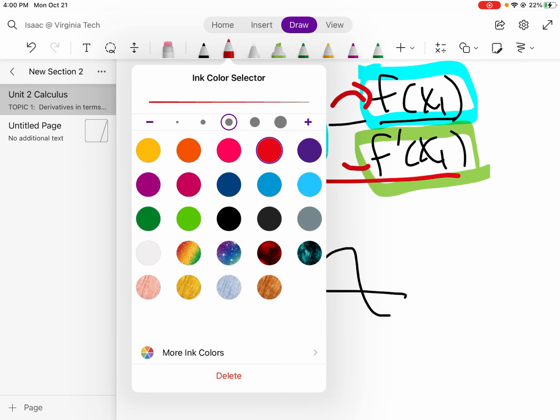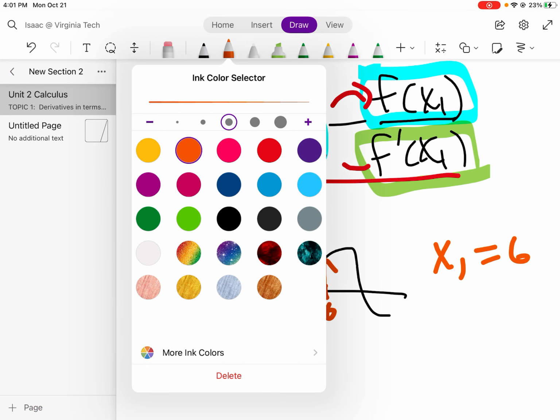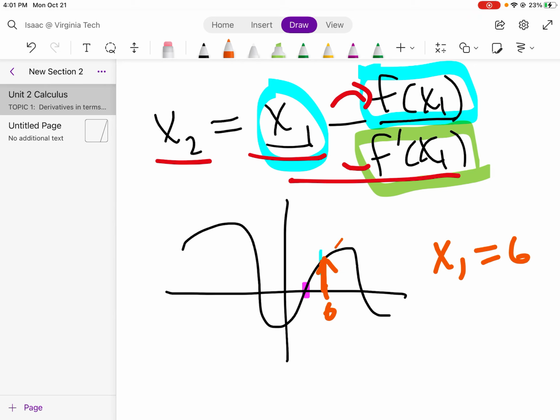So let me just choose a color I haven't used. So this blue, we're going down here, or we're choosing, okay, so this is on the x-axis, we're going up to the graph. So let's say x1 was 6. This would be 6 right here. We're going up to here to the graph, and we're creating a tangent line. And that takes us, I know that's not a straight line, to here. This is our x2. So this was x1. This is x2.